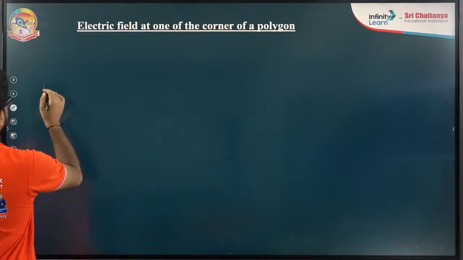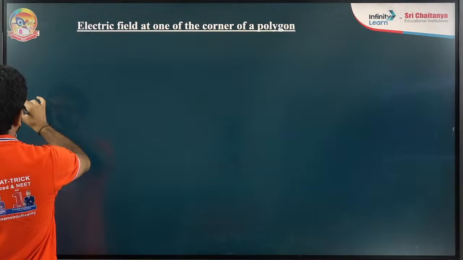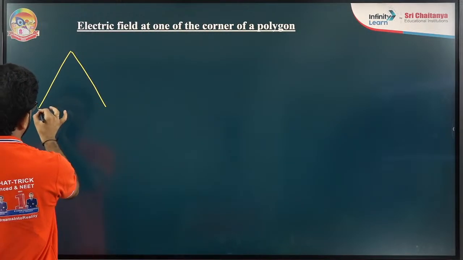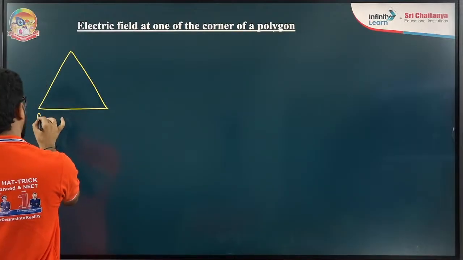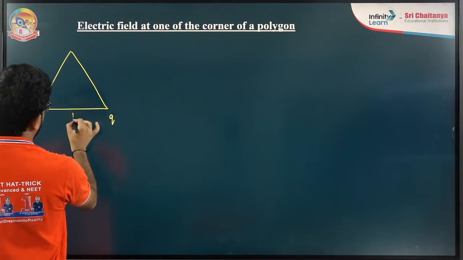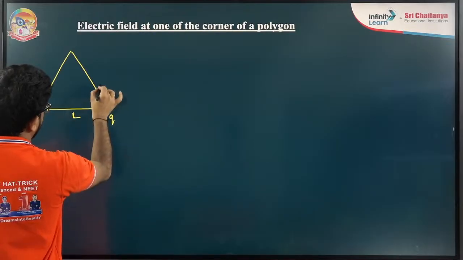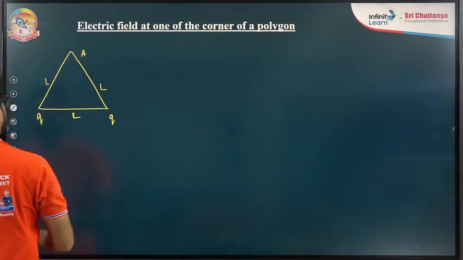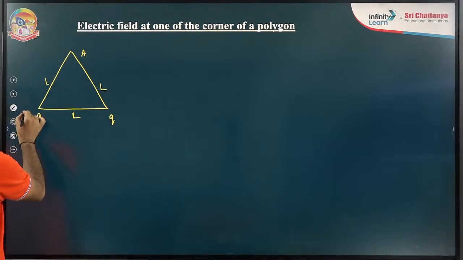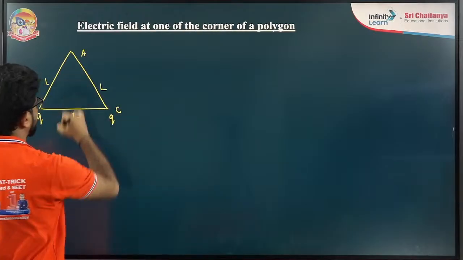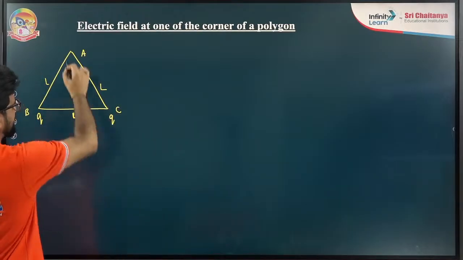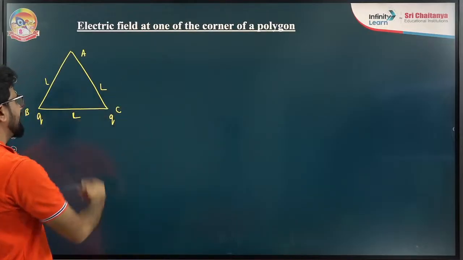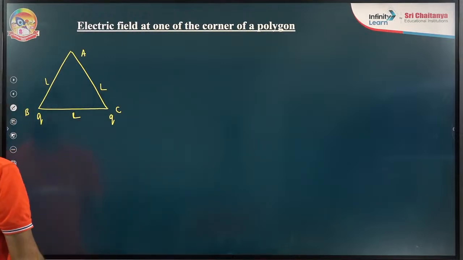Now, a very basic thing: suppose there is a triangle, beta. Say this is an equilateral triangle, and this charge is Q, this is also Q, and the side length is L. This point I'm calling A, and at point A I'm asking: calculate the field at A. That's one corner of a polygon. I'm taking the equilateral triangle first, a very basic polygon.